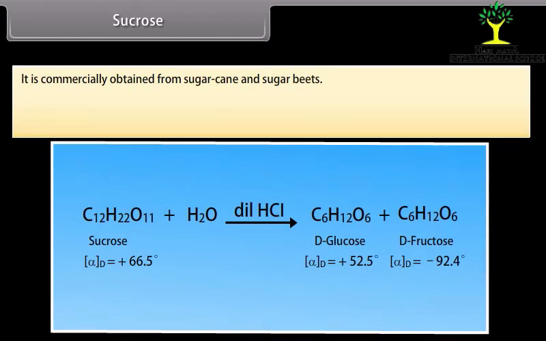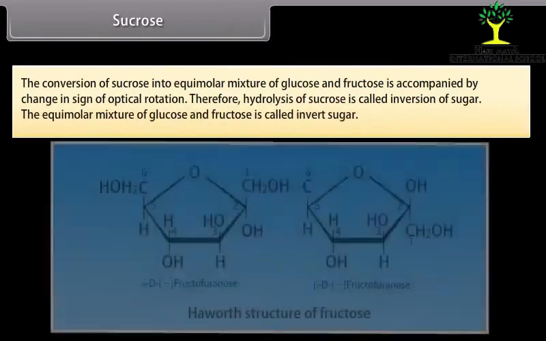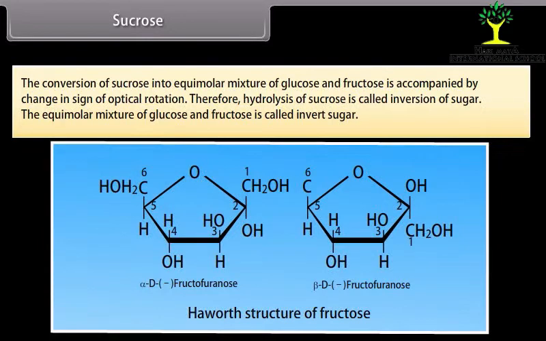When sucrose is hydrolyzed by dilute acids or the enzyme invertase, it gives an equimolar mixture of D-glucose and D-fructose. Sucrose is dextrorotatory with specific rotation of plus 66.5 degrees. On hydrolysis, sucrose gives an equimolar mixture of dextrorotatory glucose and levorotatory fructose. The conversion of sucrose into an equimolar mixture of glucose and fructose is accompanied by a change in sign of optical rotation. Therefore, hydrolysis of sucrose is called inversion of sugar. The equimolar mixture of glucose and fructose is called invert sugar.